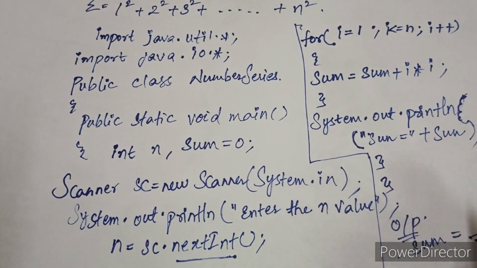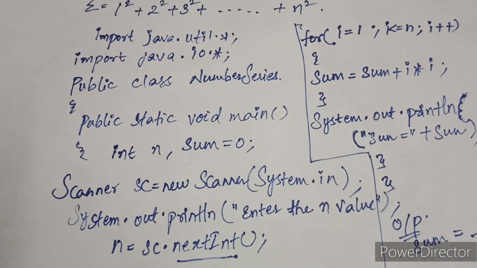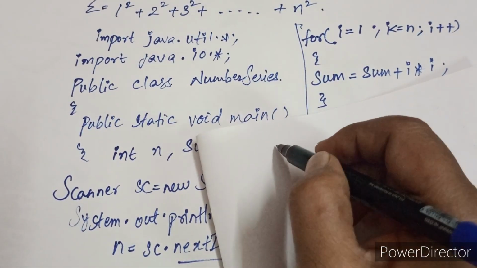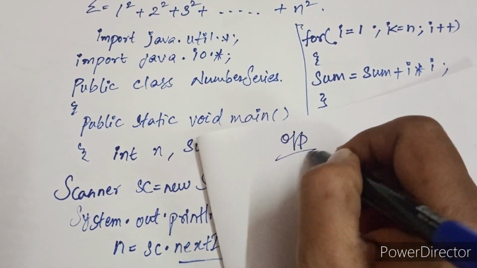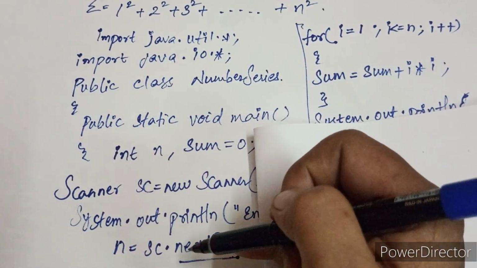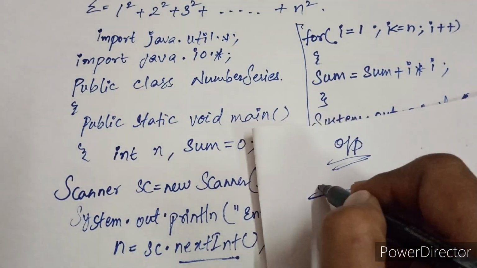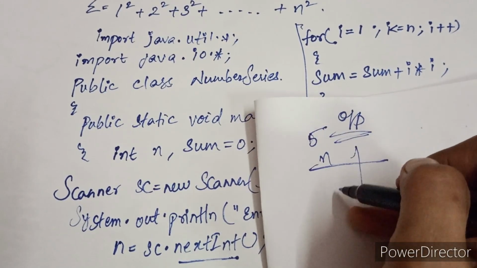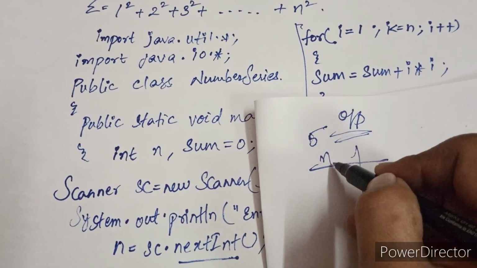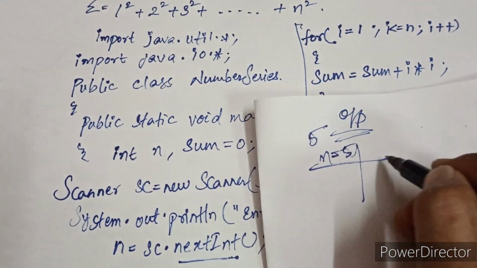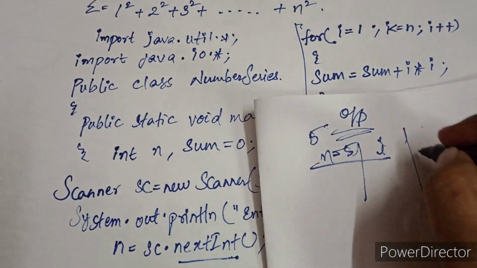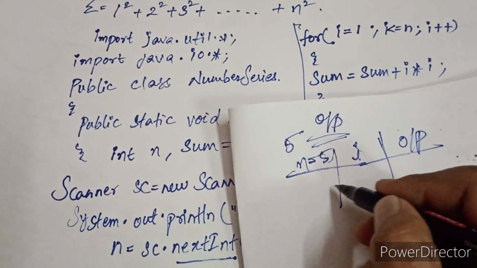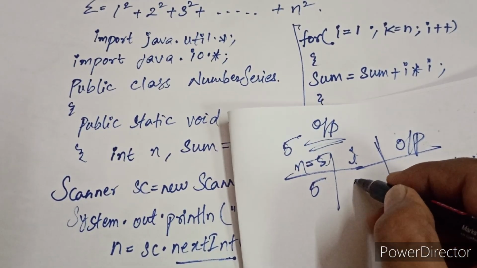So how it will work, I will show you. First of all, the program asks the user to enter the value. My n value is 5, meaning it must add till 5. So what is my n value? 5. And this will be your output. N is 5. What is the i value? 1.